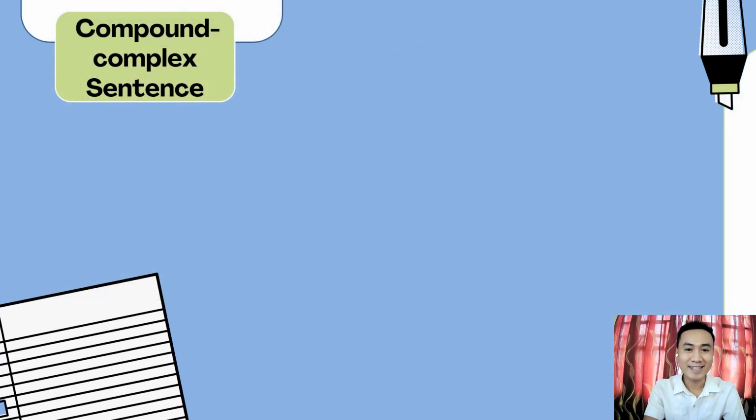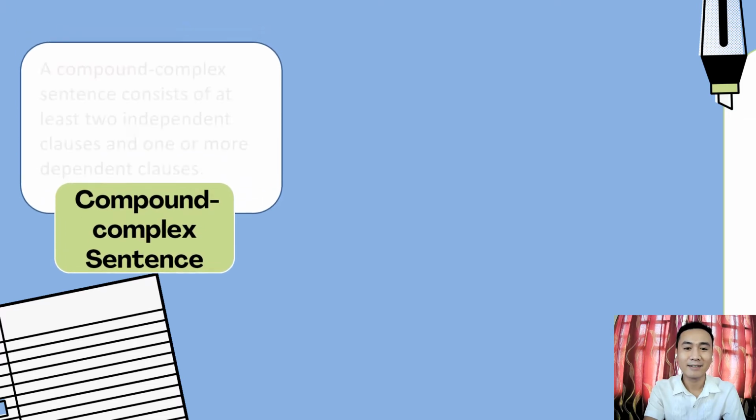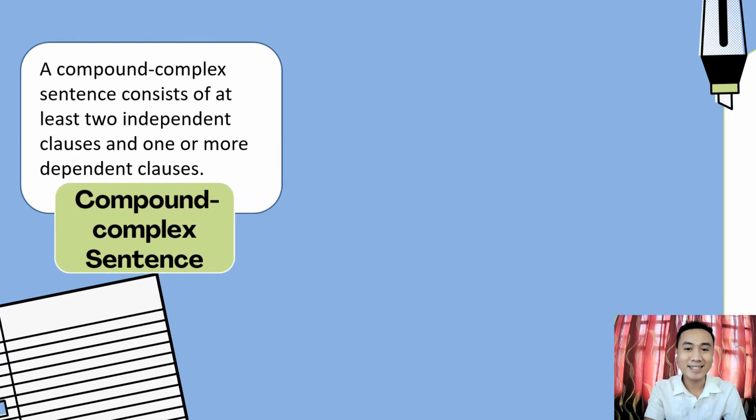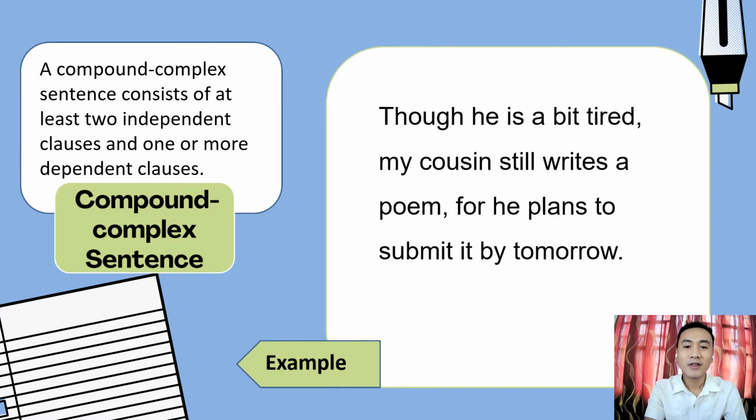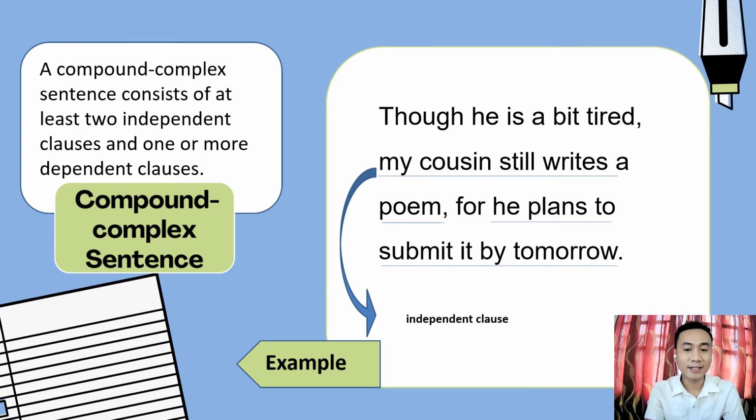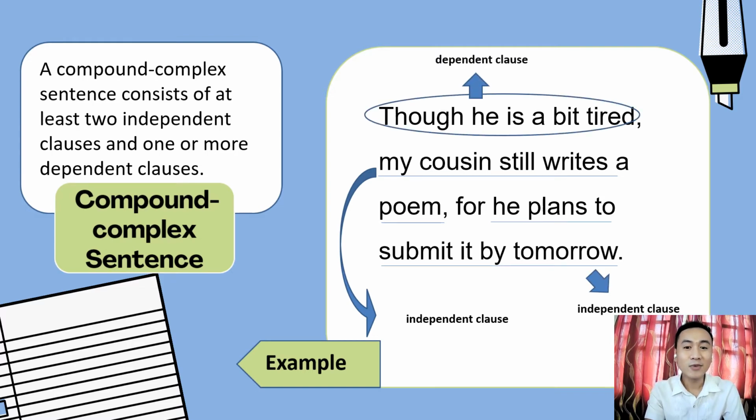Compound complex sentence. A compound complex sentence consists of at least 2 independent clauses and 1 or more dependent clauses. For example, though he is a bit tired, my cousin is writing a poem, for he plans to submit it by tomorrow. The 2 underlined clauses are independent clauses, while the encircled clause is a dependent clause, which is signaled by the subordinator, though.